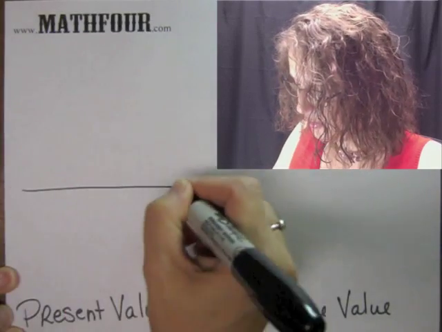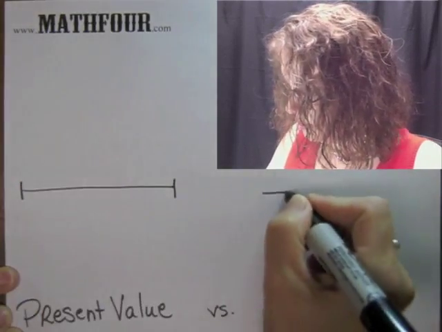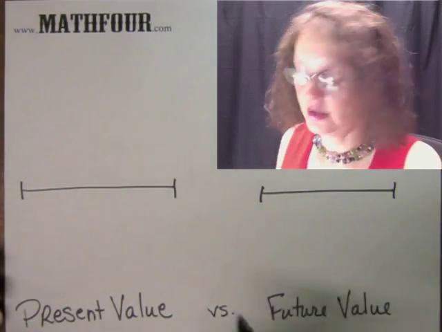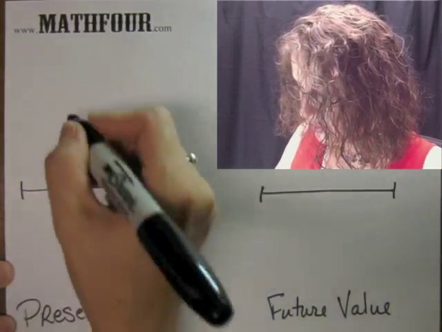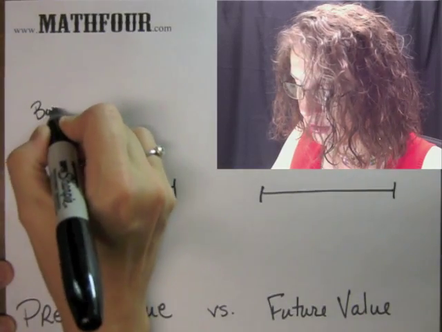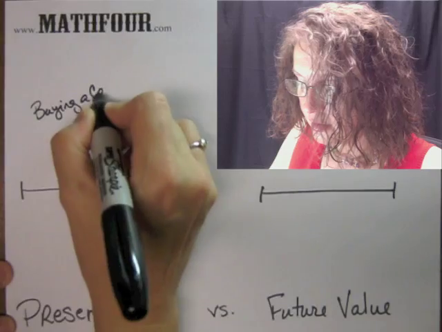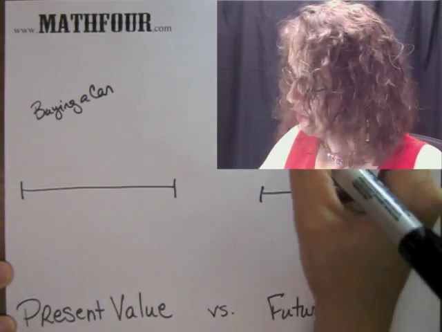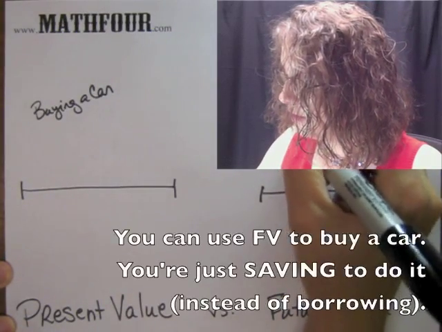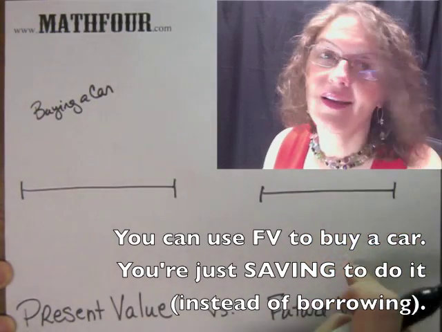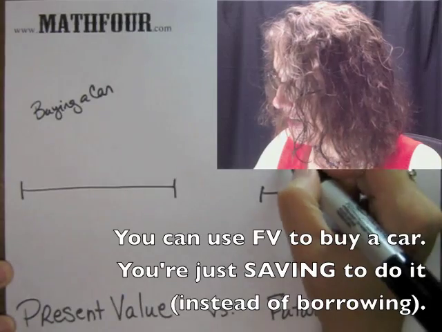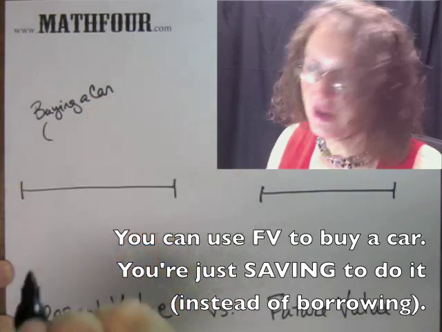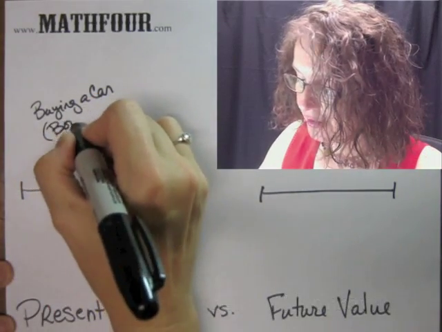So the present value, both of them use a timeline to tell the difference. Present value is like buying a car, borrowing money to buy a car, because in future value, you can also do buying a car. The thing is, with future value, you're saving to buy a car, rather than in present value, you're borrowing.